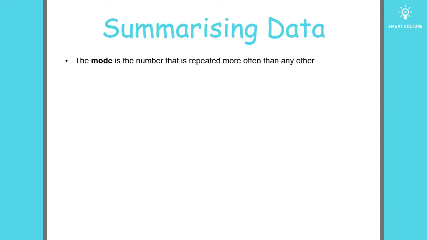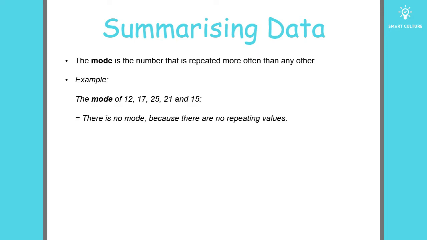Next up, we have the mode. Now, what is the mode? The mode is the number that is repeated more often than any other number. So if we take a look at the same data set, 12, 17, 25, 21, and 15, you'll see that in this case there is no mode because there are no repeating values. Let's say we had a data set of 12, 17, 25, 21, 15. The mode will then be equal to 12.